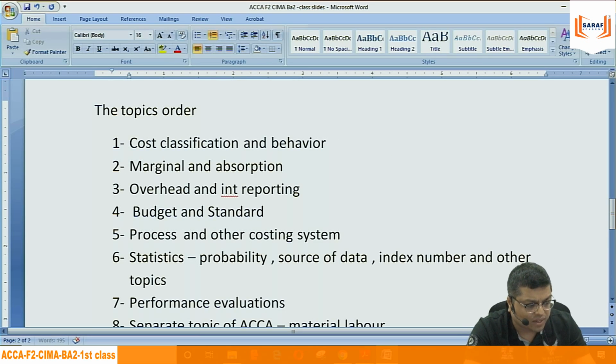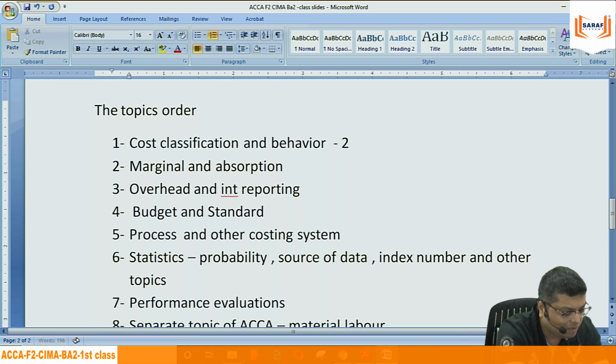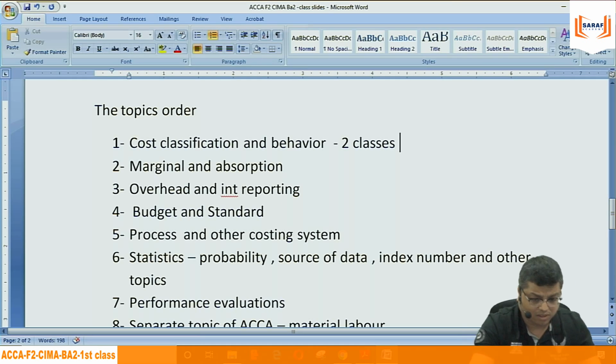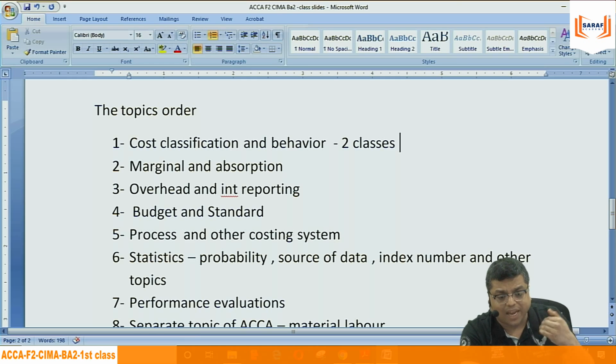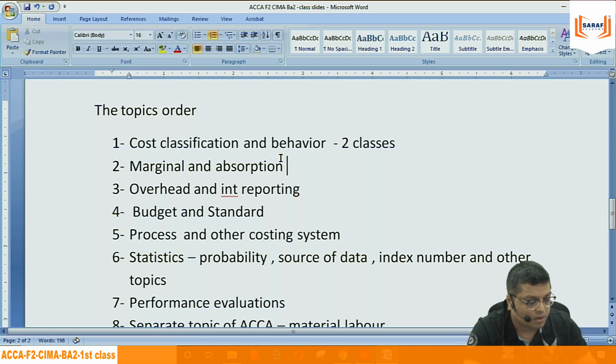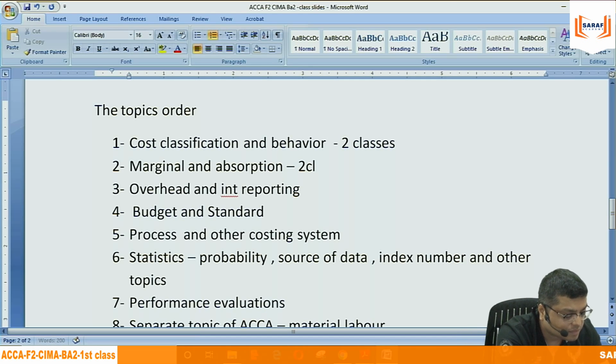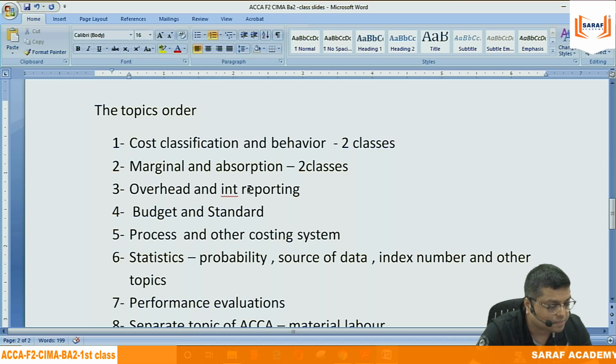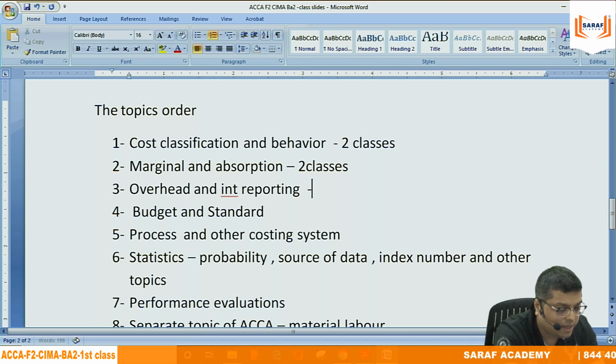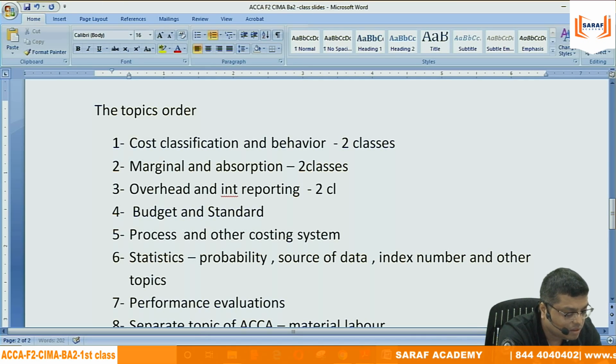In cost classification and behavior, I will be taking 2 classes considering today's one. If I could teach fully today, then it would be only 1 class. But since we started the class after half an hour, I'm not getting the full class for that. Marginal absorption, 2 classes. Overhead, 2 classes.